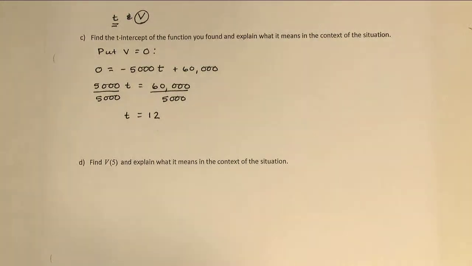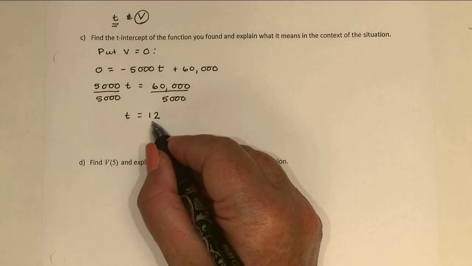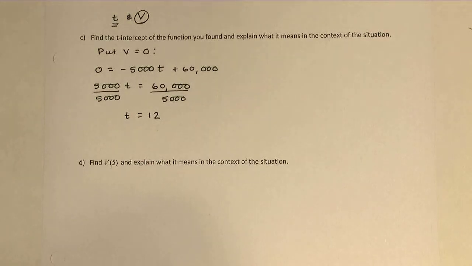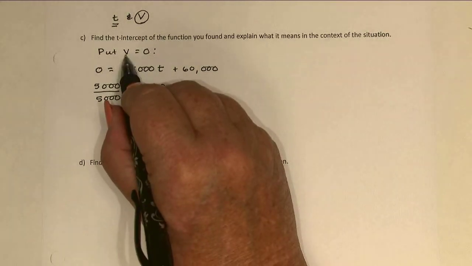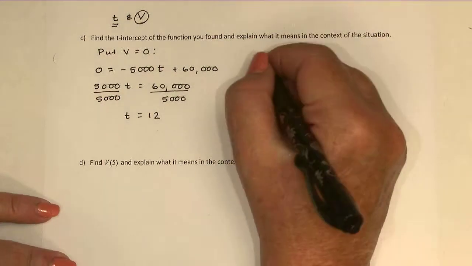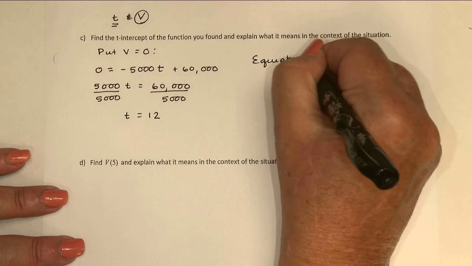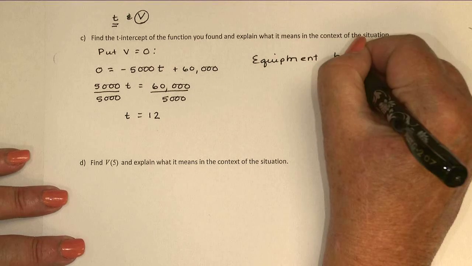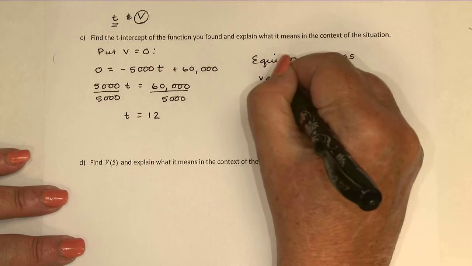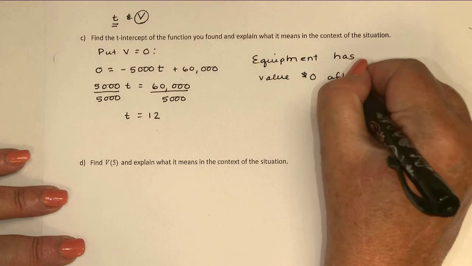All right, as far as explaining what it means, in the context of this problem, the t values are how many years since the equipment was purchased. So that would be 12 years since purchase. And v is the value. So at that time, the value is 0. So the equipment has a value of nothing, $0, after 12 years.